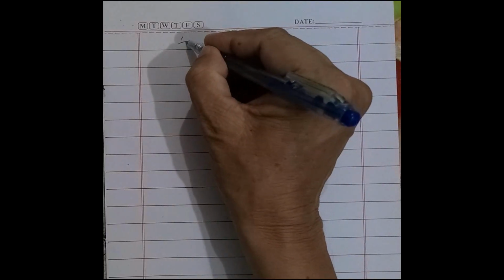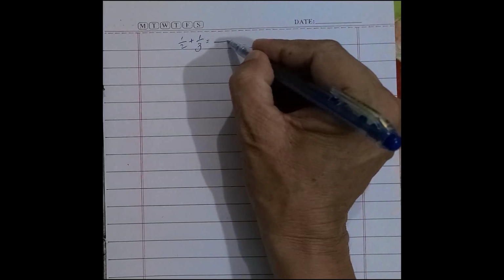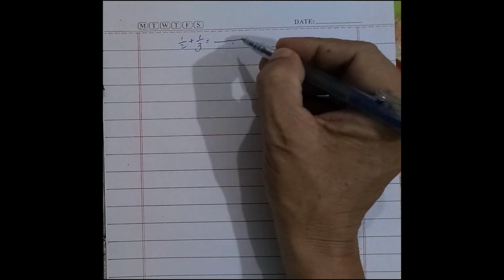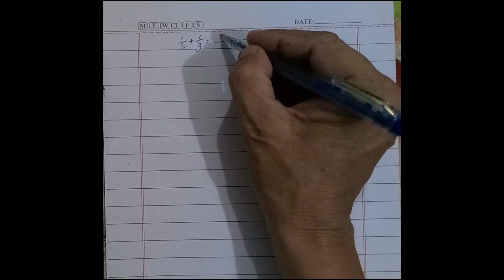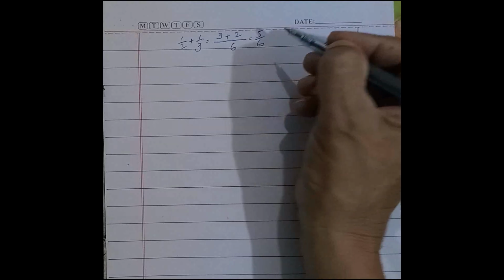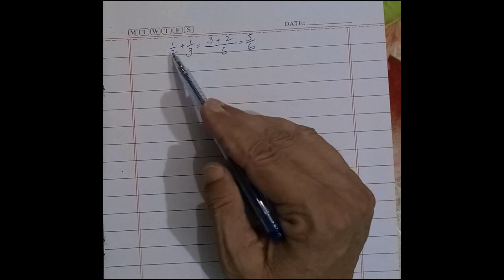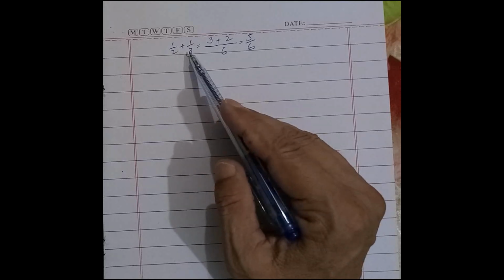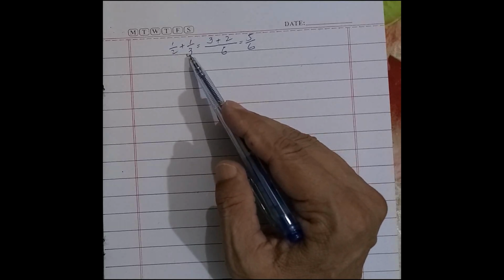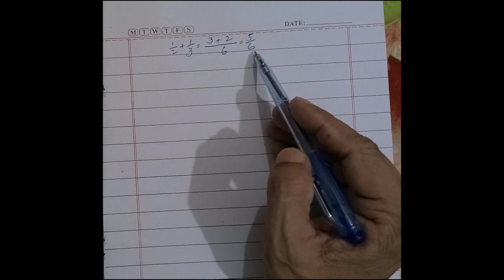I want to take an example. When we add 1 over 2 plus 1 over 3, the LCM of 2 and 3 is 6 and the numerators are 3 plus 2, which is equal to 5 over 6. 1 over 2 plus 1 over 3 are rational numbers and they are proper fractions, while their resultant fraction is 5 over 6.